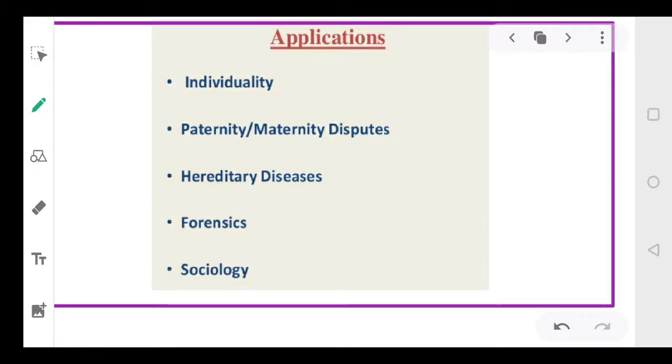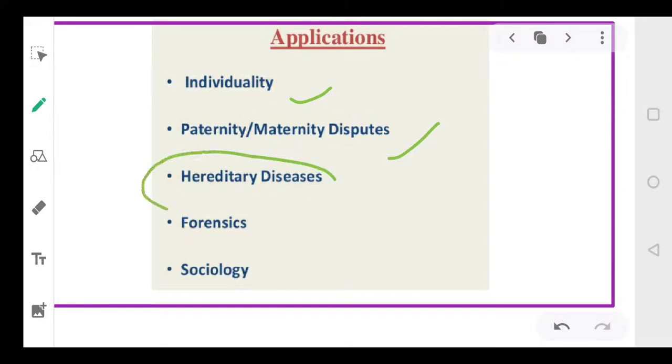Apart from this, this technique is also used to establish the individuality of a person, right? This is also used to solve the problems of paternity and maternity disputes, like whether the child is the biological child of the two parents or not. So such disputes can also be solved. ठीक है, ये बच्चा किन पेरेंट्स का है, ऐसी जो प्रॉब्लम्स हैं, they are also solved with this method.